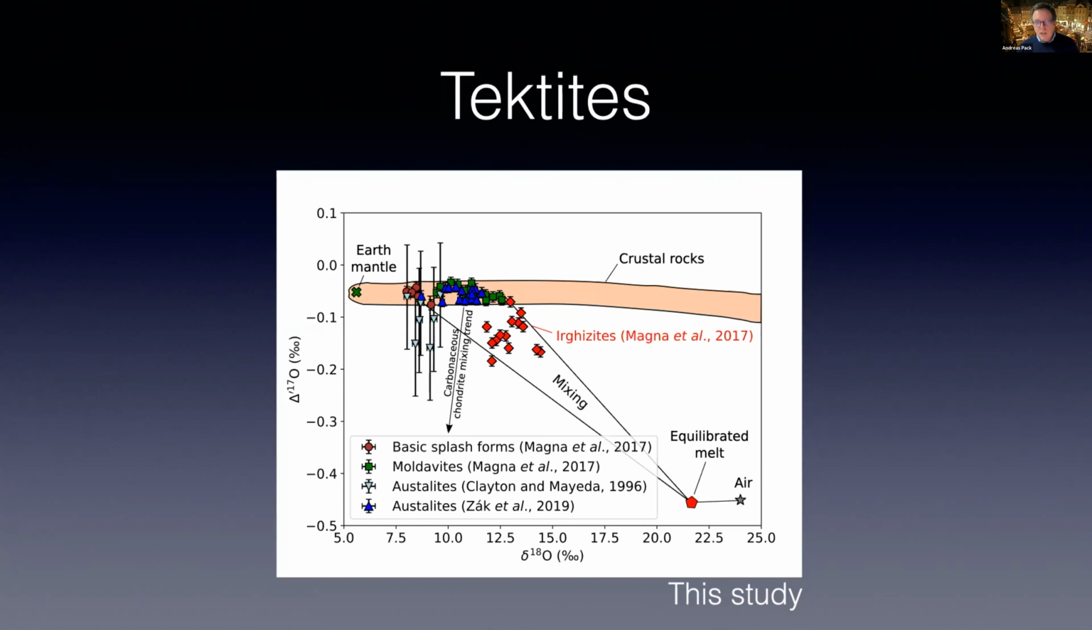Now looking at data on tektites, these are data from a paper by Thomas Magna from 2017 and Karel Žák and colleagues from 2019. Most tektites have the composition of crustal rocks, a very narrow range here. But some tektites, the so-called Irgizites from an impact site in Kazakhstan, seem to have exchanged with air oxygen. What I plot here is the equilibrated melt point, and then we have mixing with the crustal material. For the Clayton data here, the error bar is probably just too large to decide whether they have an anomaly. And this would be the trend towards the carbonaceous chondrites.